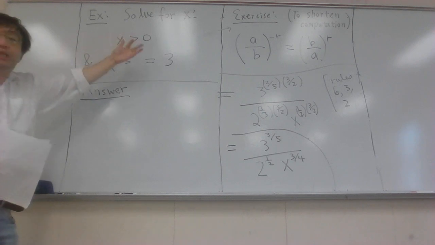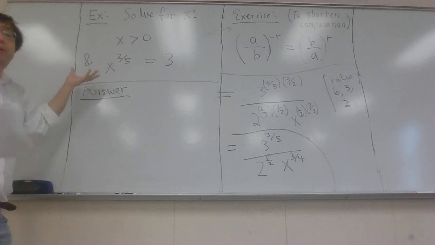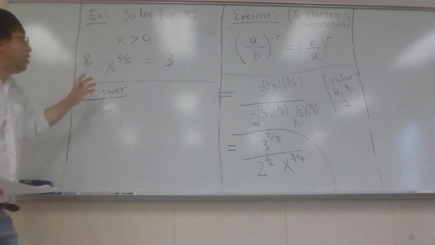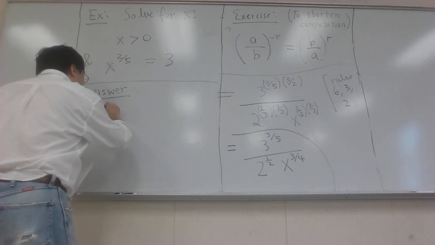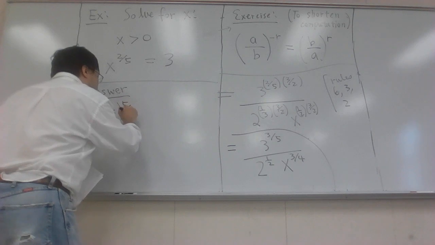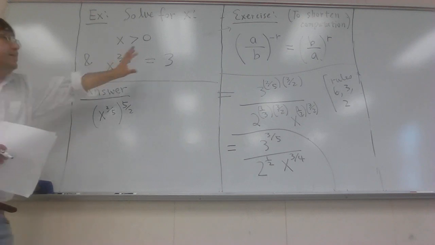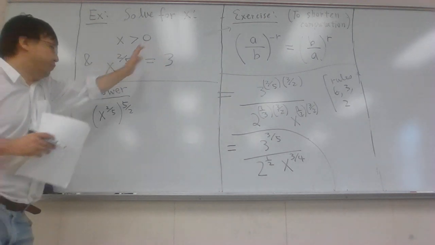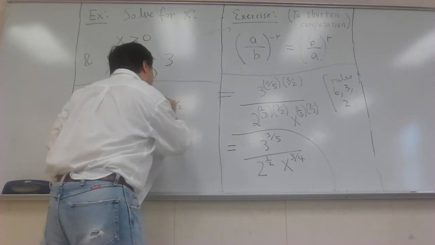So what you do is you take this equation, and you take both sides to the power of 5 over 2. Take the left-hand side and take it to the power of 5 over 2. And then to balance this, you have to take the right-hand side to the power of 5 over 2. So this is equal to 3 to the power of 5 over 2.